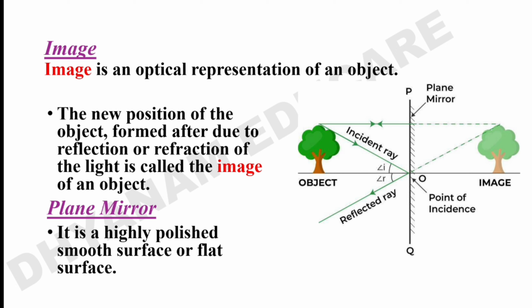There are different types of reflecting surfaces. In that, plane mirror is also one of the reflecting surfaces. So, what is a plane mirror? A plane mirror is a type of reflecting surface, a highly polished smooth surface or flat surface.